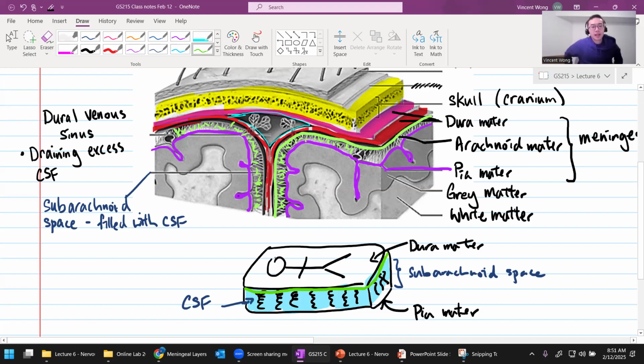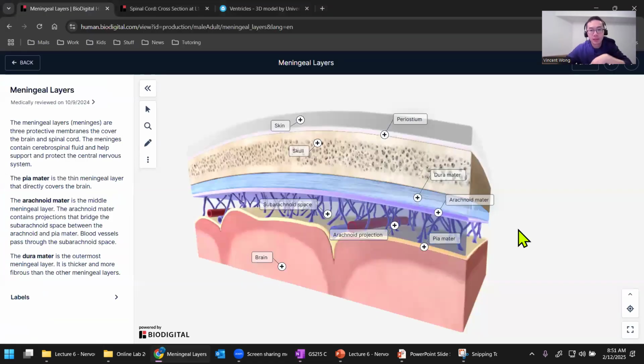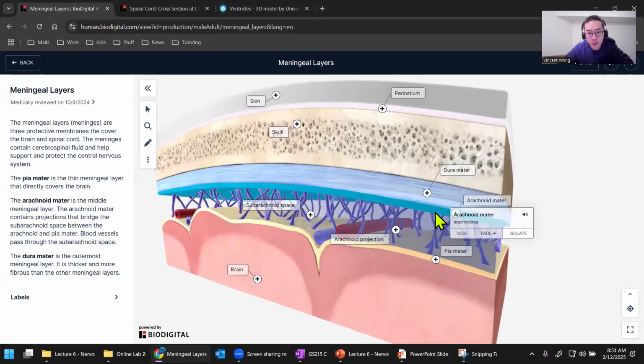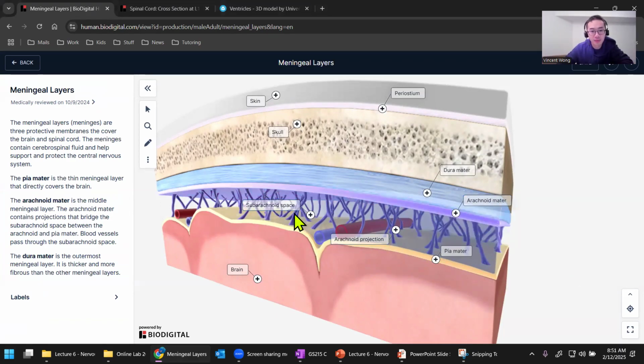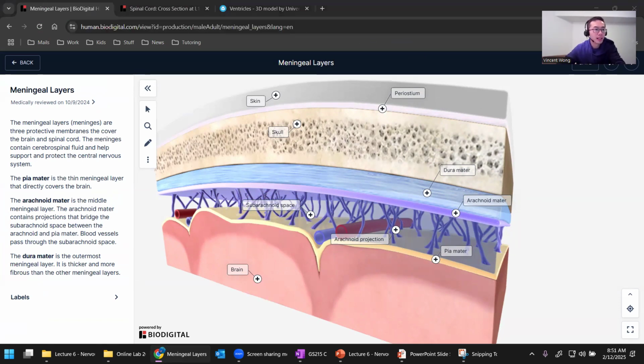That's all. Are we okay, guys? Any questions? This is the first of many diagrams that we're going to be labeling. And you can see it again here. The purple is the arachnoid mater, and the space is right here. I will post the model link in the chat if you want it later.